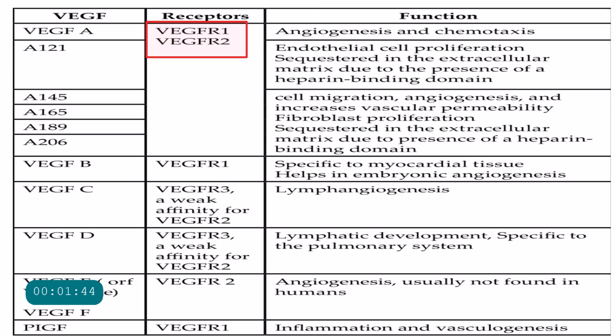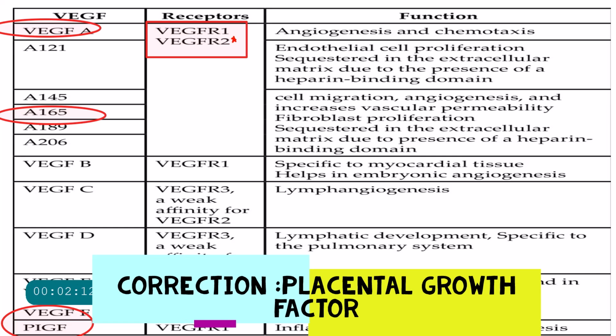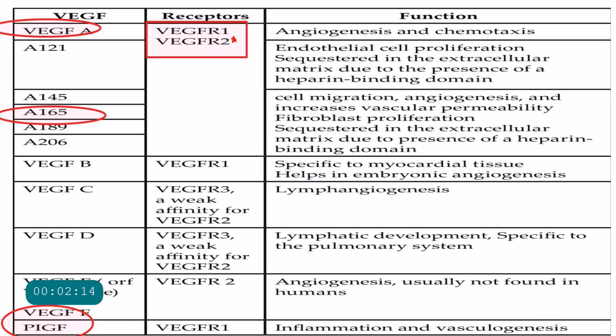So this table is a comprehensive table which shows you a lot of VEGF family members. The most important here is the VEGF A, and in the VEGF A, it is the A165 splice protein which is important with respect to the eye. The receptors that you should know are VEGF receptor 1 and VEGF receptor 2, and in this, VEGF receptor 2 is more important. Apart from that, you should know PIGF, that is placental growth factor, which is associated with inflammation in the eye and causes vasculogenesis and neovascularization.